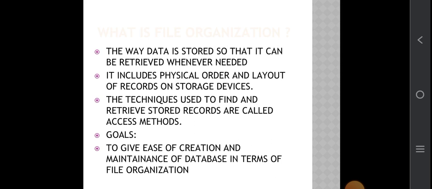What is meant by file organization? The way data is stored so that it can be retrieved whenever needed. It includes the physical order and layout of records on storage devices. The techniques used to find and retrieve stored records are called access methods. This is the actual definition of file organization.